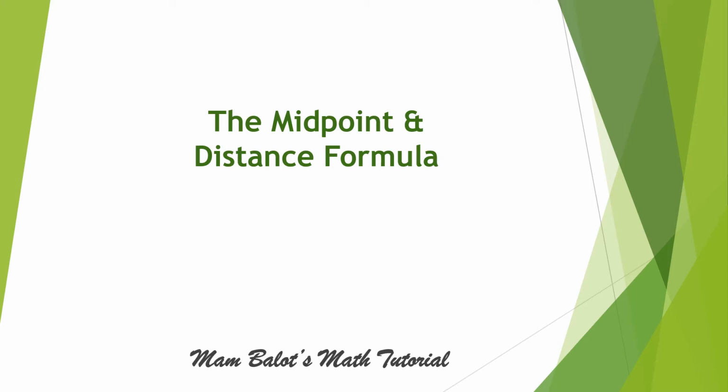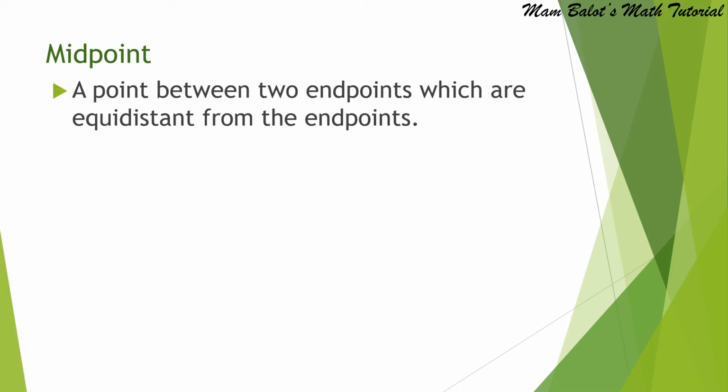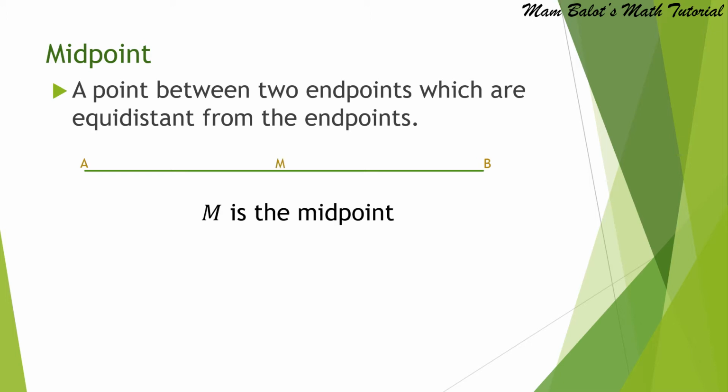Today we will be discussing all about the midpoint and the distance formula. What is a midpoint? It is a point between two endpoints which is equidistant from the endpoints. So if we have this line with endpoints A and B, point M is what we call the midpoint, in which AM is equal to MB.